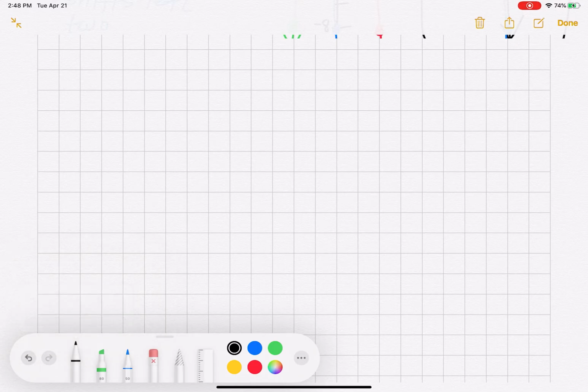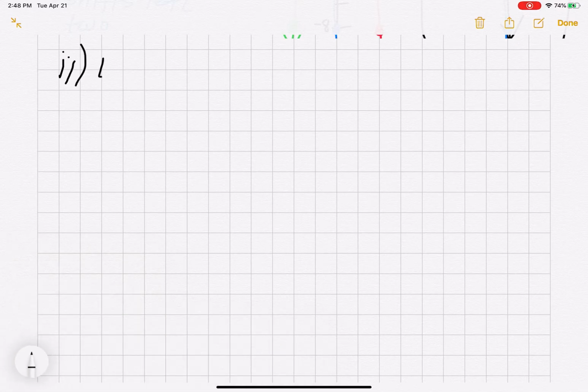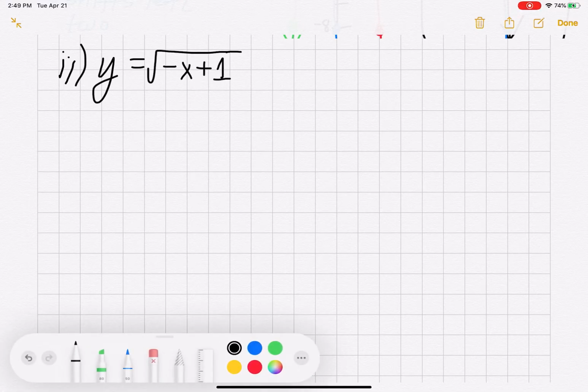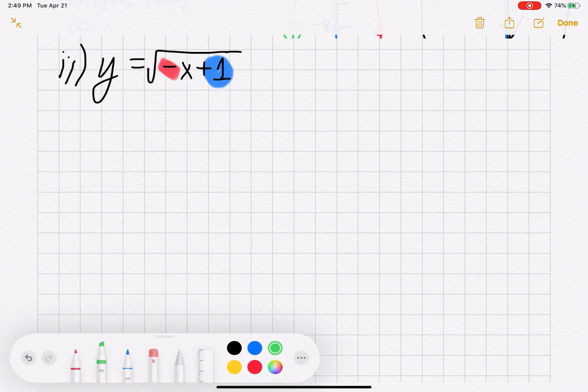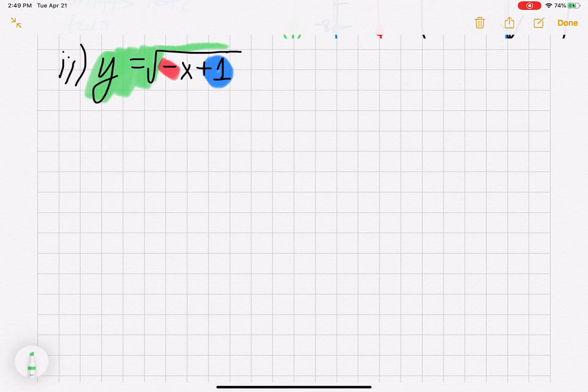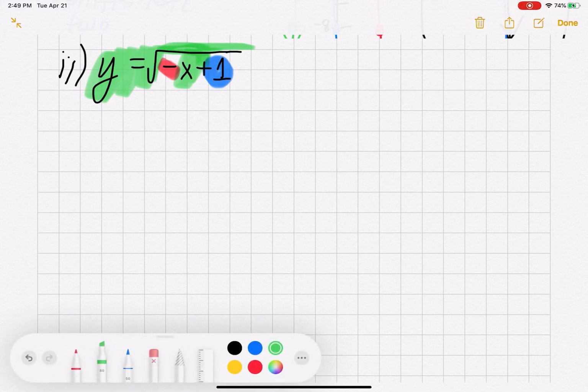Okay, we want to do one more example. This one's a little tricky. Y equals the square root of minus x plus 1 under the radical. So you cover up a couple of things. First you cover up, when you're trying to find the parent, the minus, and then cover up the plus 1. And what's left is your function, y equals the square root of x right here, right? That's your parent.